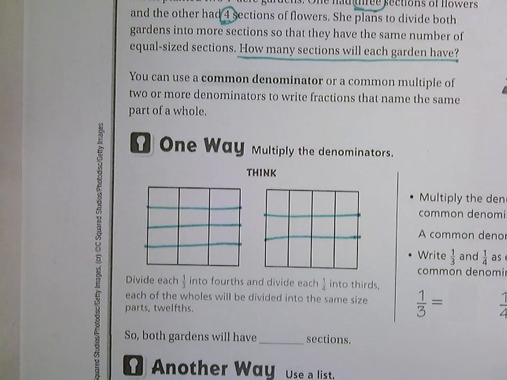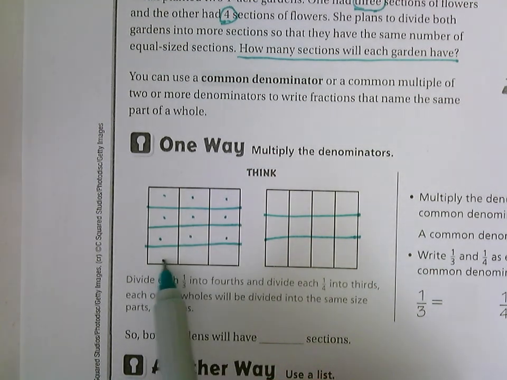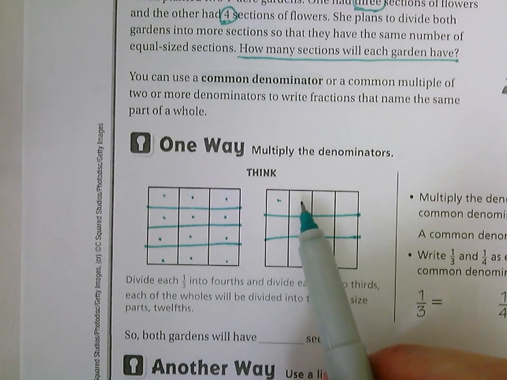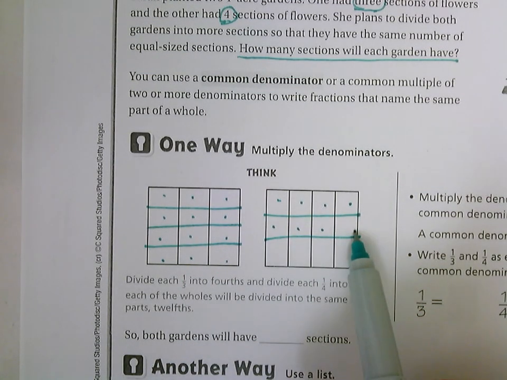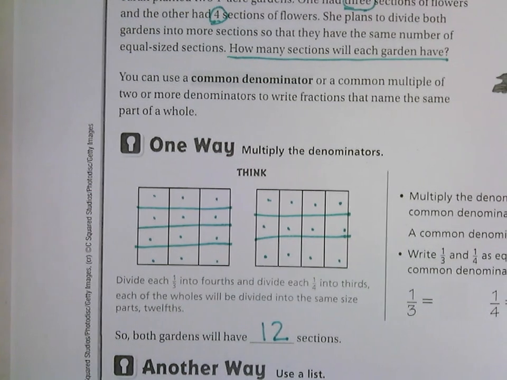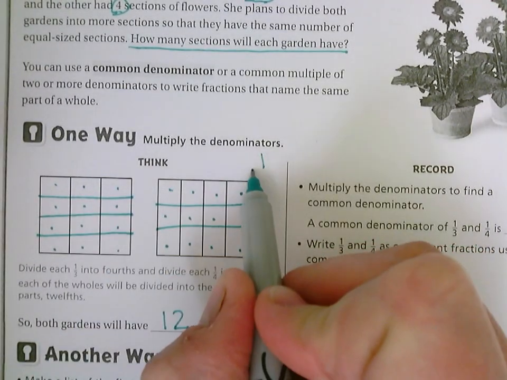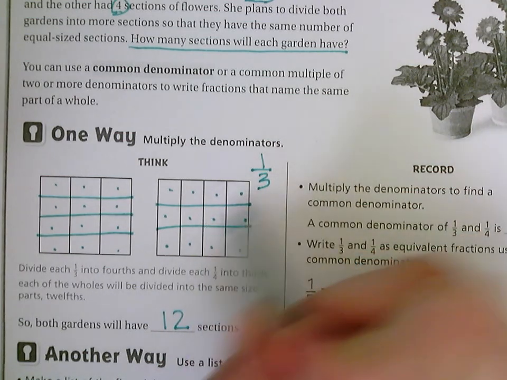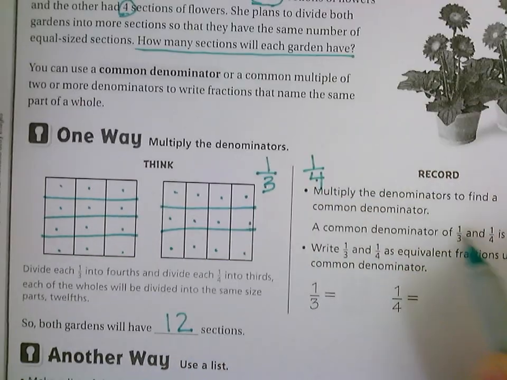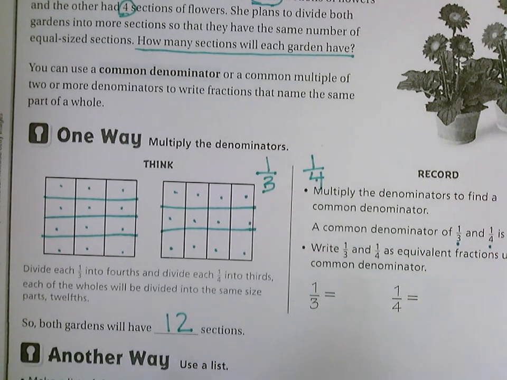Now, when I go to count them, I have 1, 2, 3, 4, 5, 6, 7, 8, 9, 10, 11, 12 over here. And I have 1, 2, 3, 4, 5, 6, 7, 8, 9, 10, 11, 12 over here. So both gardens will have 12 sections. Okay? So over here it says we could just multiply the denominators. Each of these is into thirds, and each of these is into fourths, and 3 times 4 is 12. So a common denominator of 1/3 and 1/4 is 12.